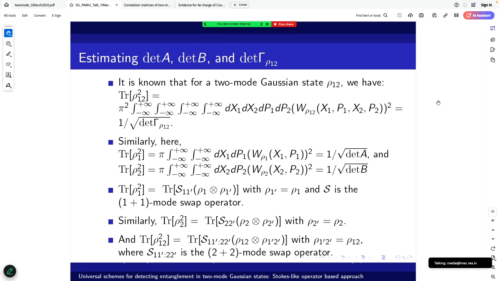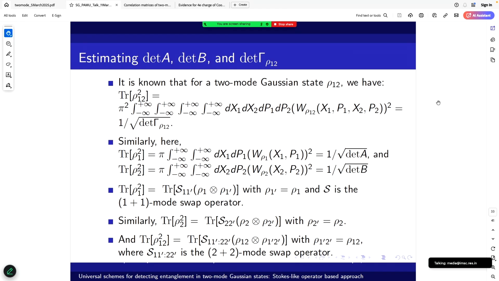So, what does it mean? It means that if I know this quantity by measurement, then I will know the determinant of gamma. Similarly, if I calculate the trace of rho 1 square, where rho 1 is the reduced density matrix of mode 1, it will amount to 1 by determinant of A. So, if I know this, I will know the determinant of A. Similarly for the determinant of B. And what is this trace of rho 1 square?